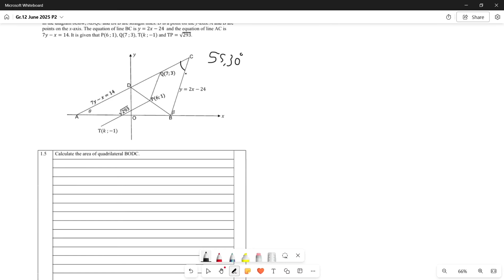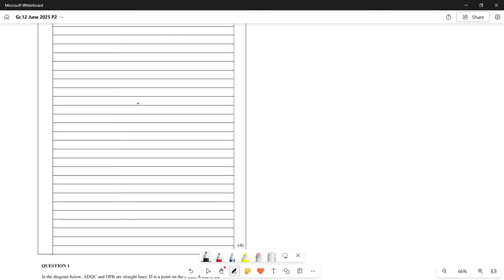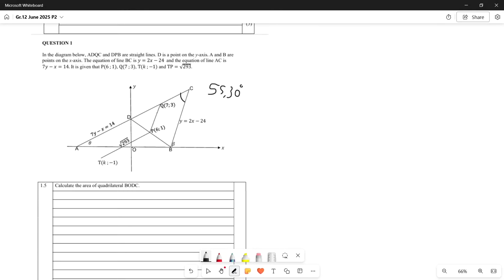Okay, so this irregular looking shape kind of looks like a kite a little bit, but we aren't entirely sure. So we have a couple of options. This is a 4-mark question. So we have two options here. We can either get the area of this triangle and add it with the area of this triangle. Or we can get the area of this big triangle here, ABC, and then we can subtract DOA from there.